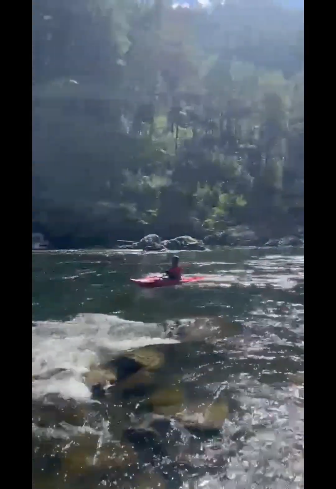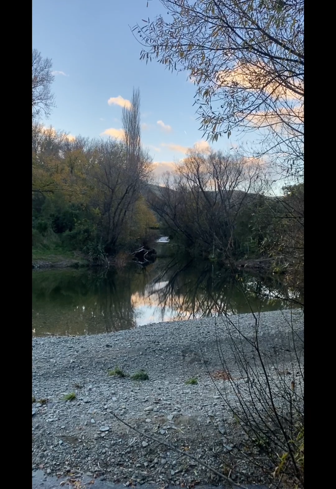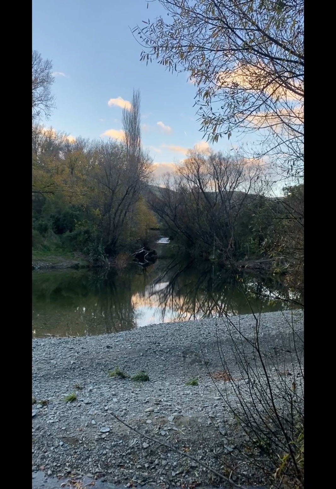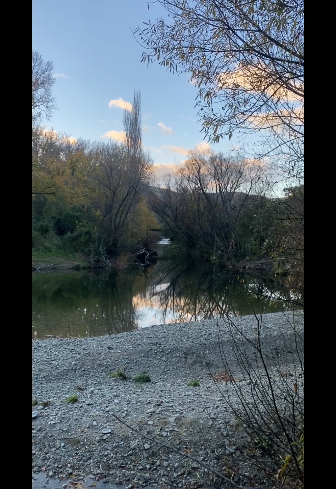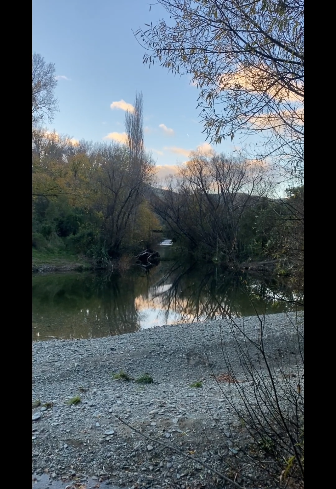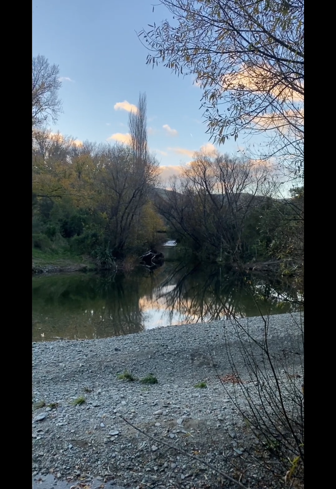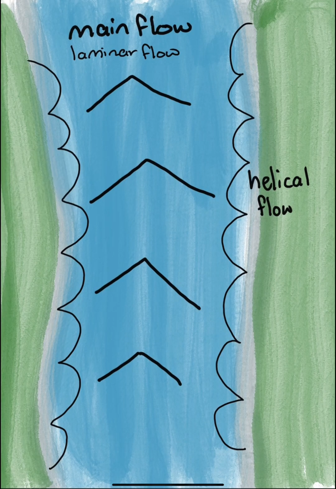So how does the water flow in a river? This may seem obvious. The water flows downhill from the source to the sea. Well, let's take a closer look at this in a section of flat water along the Maitai. It looks still and glassy, but like onions and ogres, there are layers.